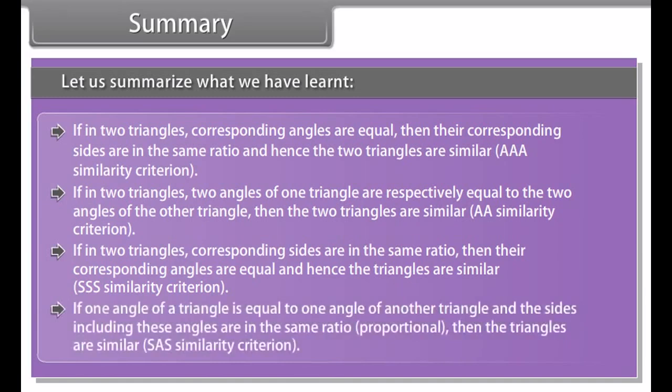If in two triangles, two angles of one triangle are respectively equal to the two angles of the other triangle, then the two triangles are similar, or AA similarity criterion. If in two triangles corresponding sides are in the same ratio, then their corresponding angles are equal and hence the triangles are similar. SSS similarity criterion. If one angle of a triangle is equal to one angle of another triangle and the sides including these angles are in the same ratio, proportional, then the triangles are similar. SAS similarity criterion.